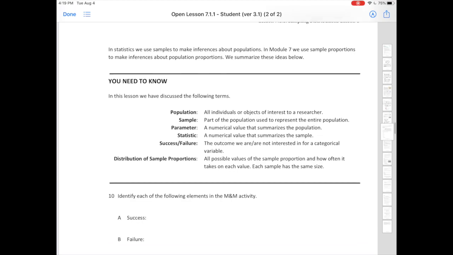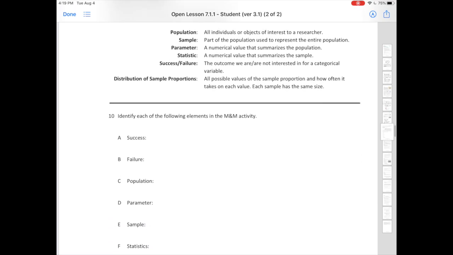Okay, so what we want to do is identify each of those elements in the M&M activity that we just did. So what would a success be? A success would be an M&M that is blue. What would a failure be? A failure in this case is an M&M that is not blue.